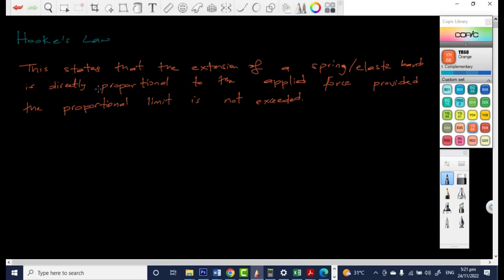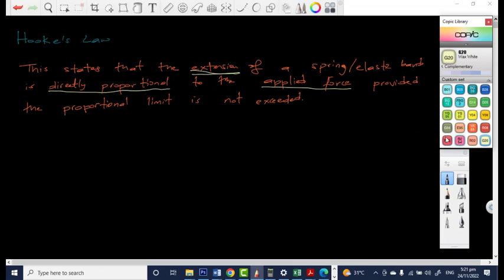So that's Hooke's law by definition. Now, if we notice in our definition right here, we said something is directly proportional to the applied force. So we're saying that the extension is directly proportional to the force. So we have extension being directly proportional to the applied force. Once we say that, we can make a mathematical statement, right?